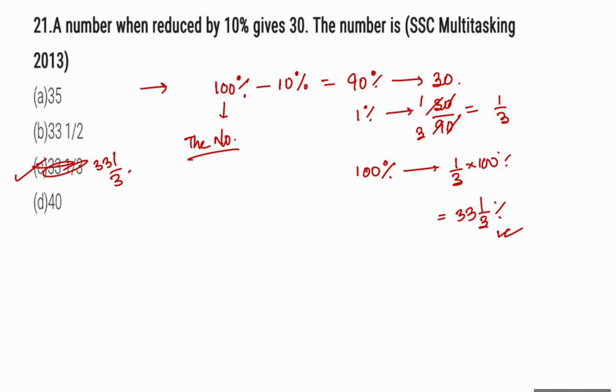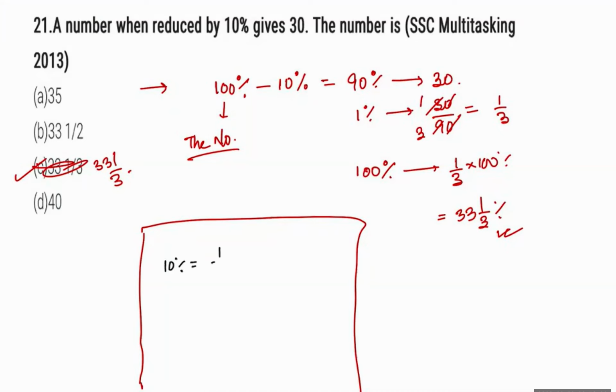Also, the simple method is the fraction method. 10% I can reduce to 1 by 10. Reduce it to 1, then I can reduce the answer to 9. It's 9 units that gives 30, so 1 unit is 30 by 9.